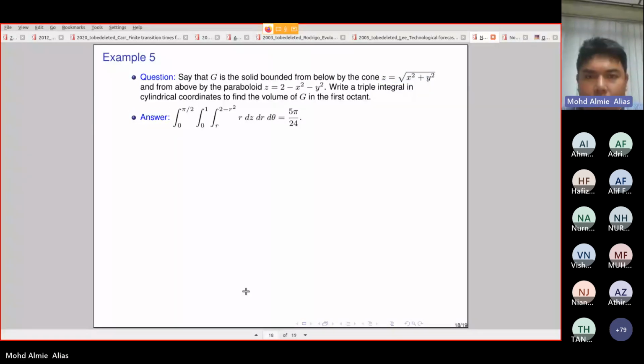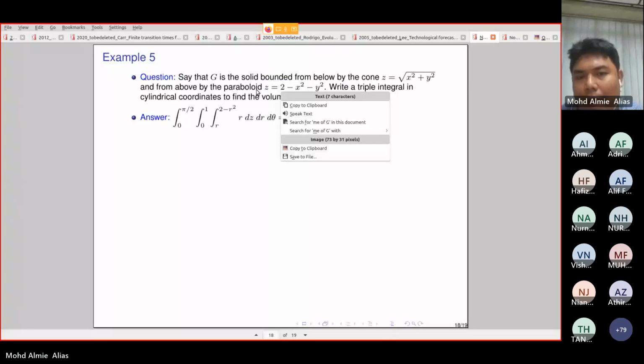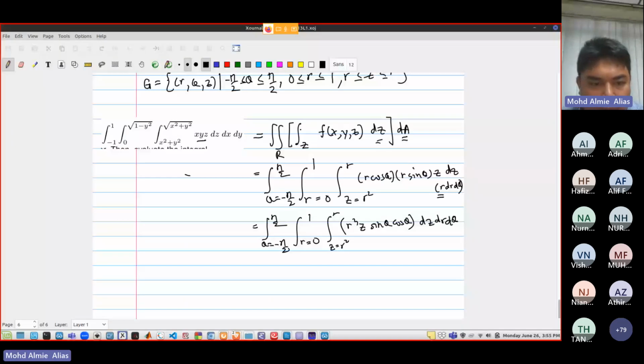Okay, and this is a paraboloid. We've seen this many times. Okay, we want to find the volume of G. Now we don't have the F, where F is a function of 3 variables. And the first octant, okay? So, I mean, you've seen before, in 2D you can have the first quadrant.